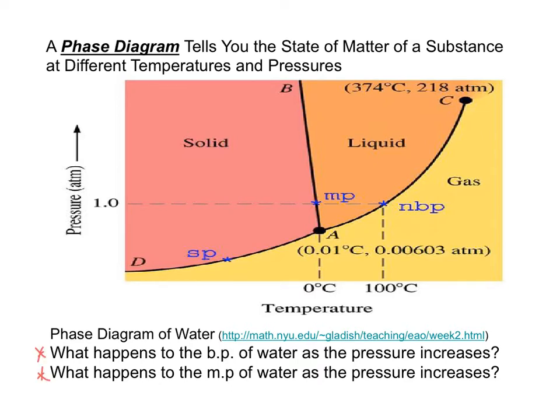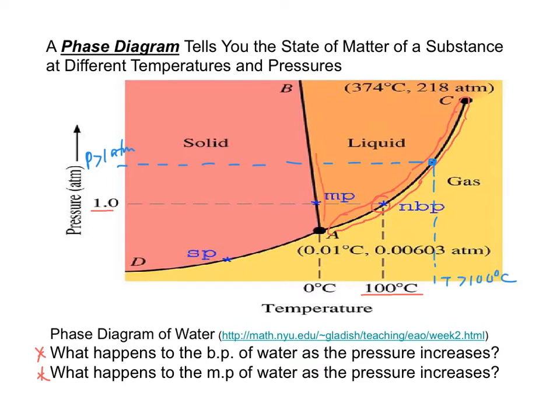And the answers are, as the pressure increases, boiling point increases. At 1 atmosphere of pressure, the boiling point of water is 100 degrees. This black line represents the temperature and pressure conditions under which the liquid is in equilibrium with the gas. Increase the pressure, and boiling point increases.